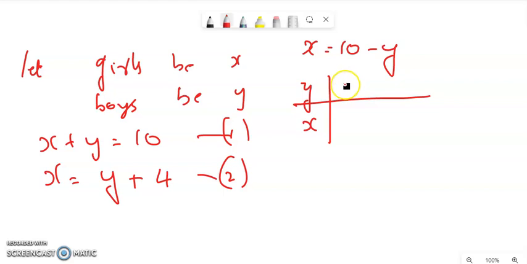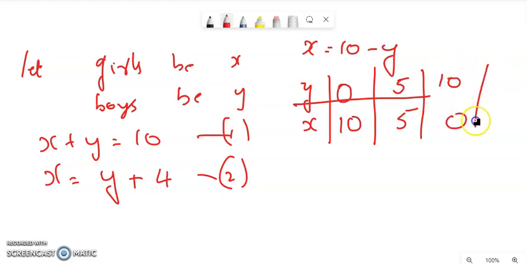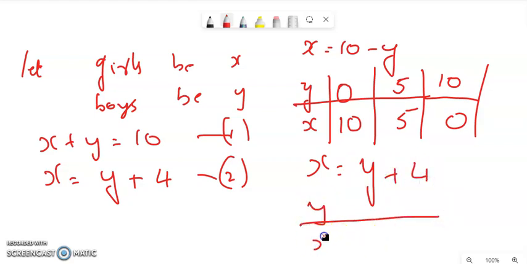When you take Y as 0, X is 10. When you take Y as 5, 10 minus 5, X is 5. If you take Y as 10, X is 0. I have taken such numbers so that we can easily plot them on the graph. You can take any values because Y is independent. The choice is yours. Now in the same way I will solve for the second equation, with Y values and X values. Here Y is 0, because Y is the independent variable, so X will be 4.